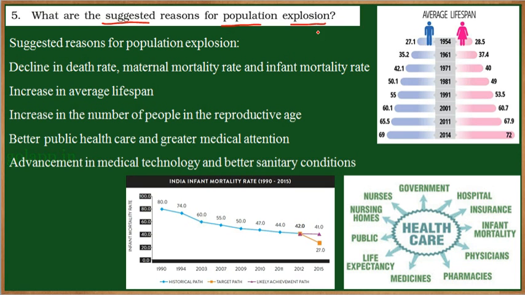So we all know that India is known for its population size. India is the world's second most populous country. The first one is China, and it accounts for around 17.4% of the world's population. Now this increase in the population, or population explosion, is due to the following reasons.